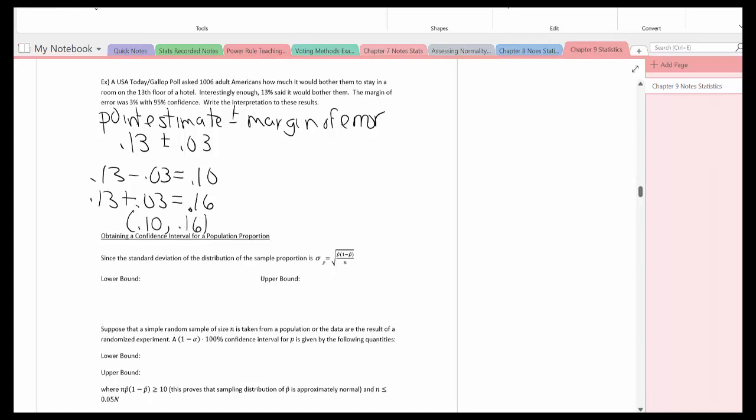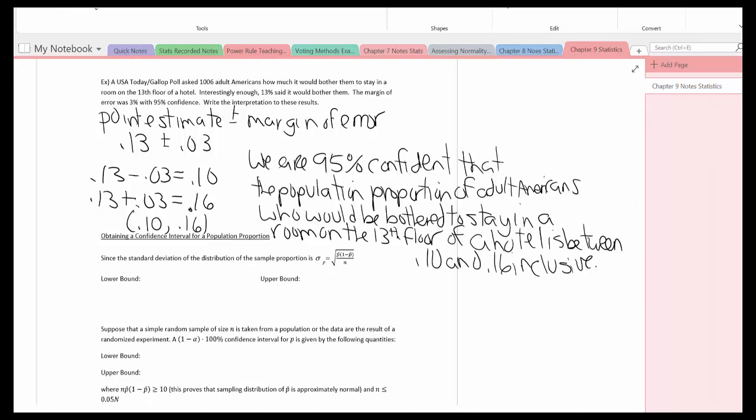And then I'm going to write the interpretation now for this. We are 95% confident that the population proportion of adult Americans who would be bothered to stay in a room on the 13th floor of a hotel is between 0.10 and 0.16 inclusive.